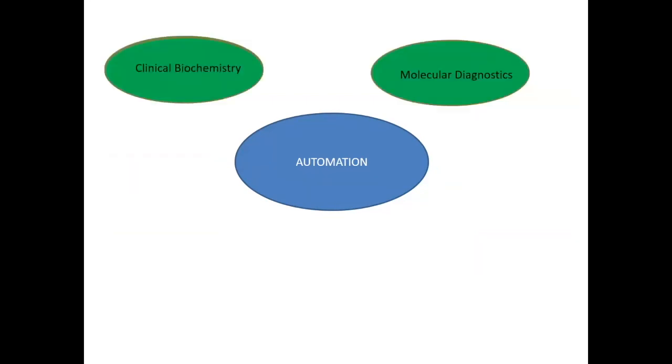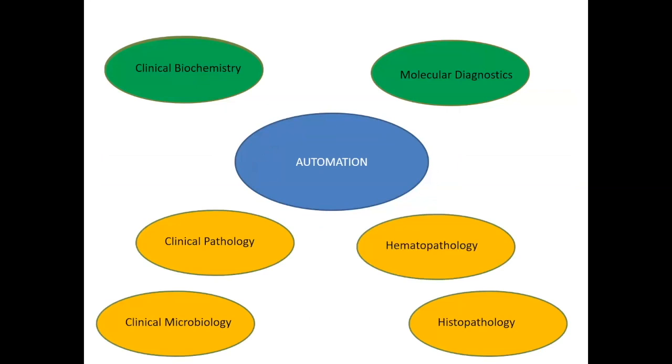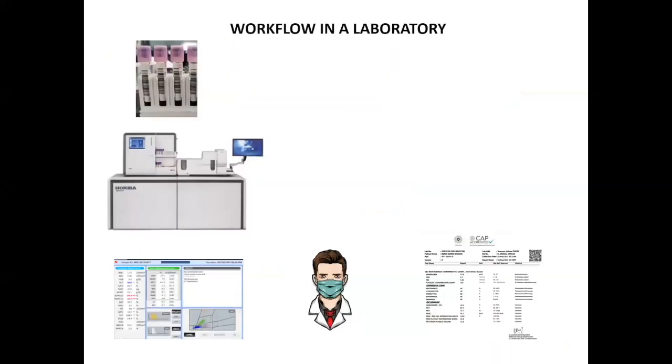And now you must have seen clinical biochemistry and molecular diagnostics have been completely automated. But the other fields such as clinical pathology, which includes the urine examination, hematopathology, histopathology, clinical microbiology, still the entire automation has not come in. And the biggest, I should not say hindrance, but the biggest reason why the entire automation is not possible is because all these four use this instrument, that is the microscope, and a person or a doctor looks into the microscope to give out the final report.